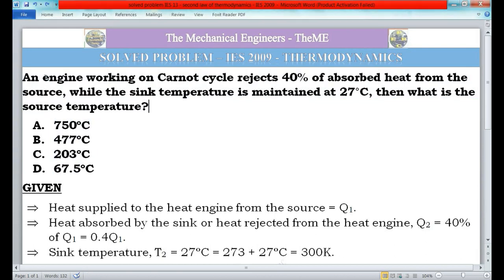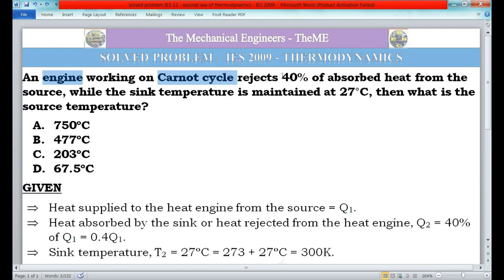Now I will analyze the question. There is a heat engine and the working principle of the heat engine is Carnot cycle. That is, the heat engine will receive heat from the source and the heat engine will utilize a certain portion of heat to produce work output and the remaining portion of heat will be rejected to the sink. So this is the working principle of this heat engine.